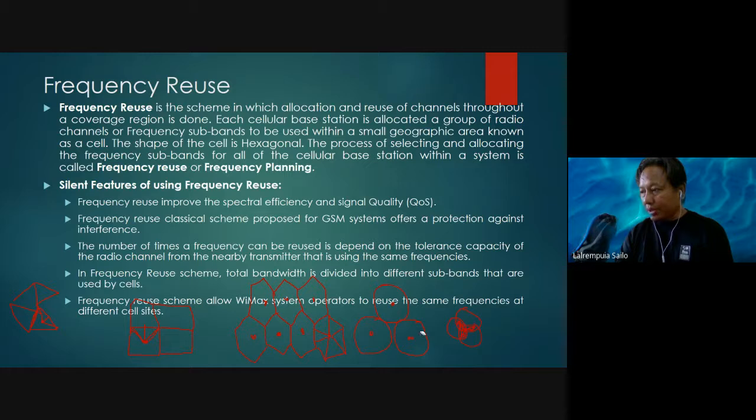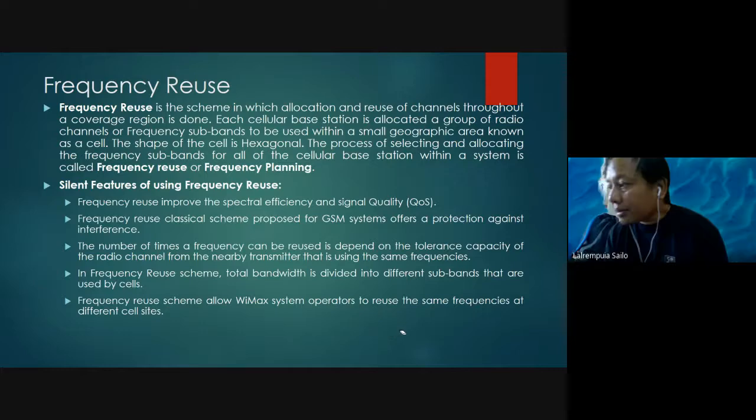So these are the reasons why we are using the hexagonal in the cell. I already explained this one. I hope that you are clear on this, right? Yes, sir. Okay.